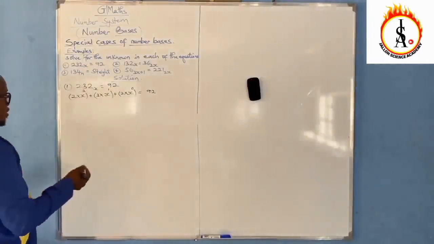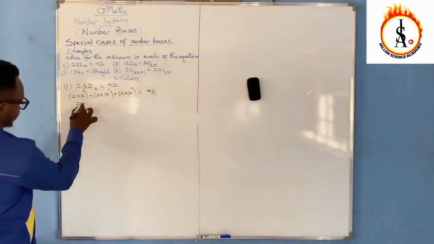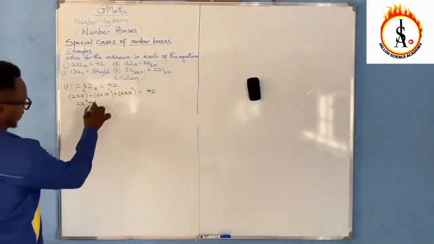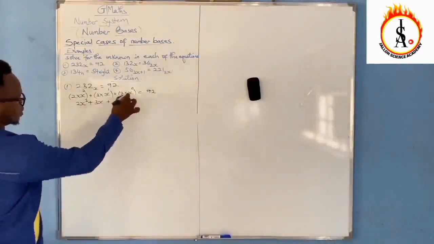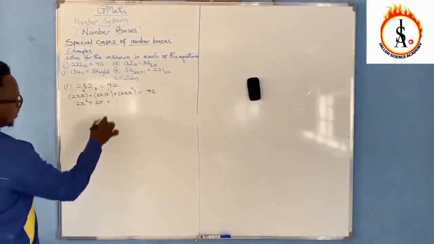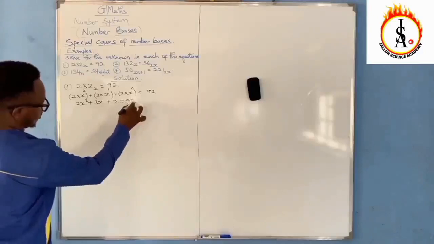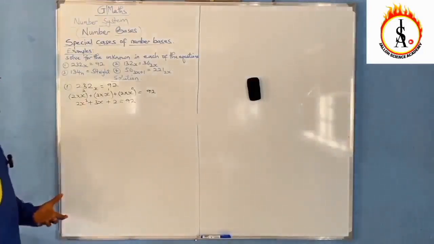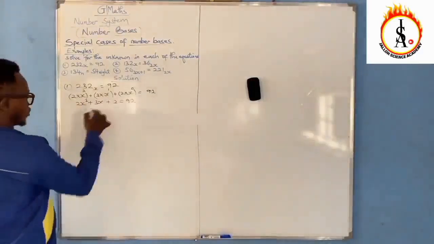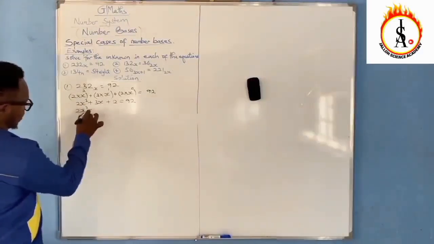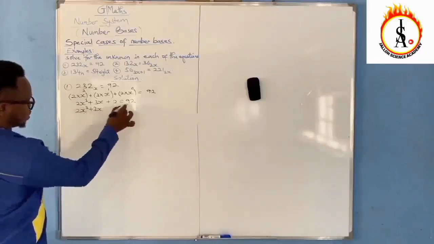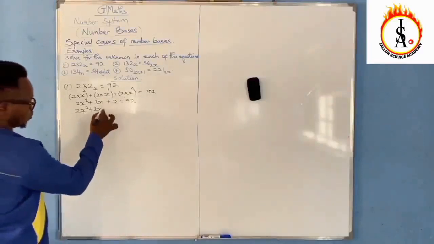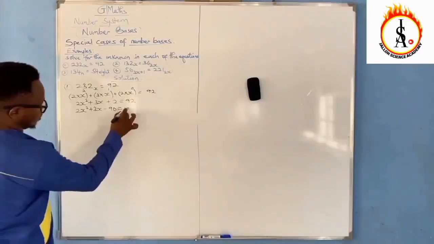X raised to the power 2, that is x squared, multiplied by 2, 2x squared, plus x to the power 1 is x, by 3, that gives us 3x, plus x to the power 0 is 1, by 2 is equal to 92. So looking at this, the highest power we have in here is 2. That tells us it is a quadratic equation. So we are going to bring this one over. So 2x squared plus 3x. If this one comes over, it becomes negative 92. And negative 92 plus 2 gives us negative 90 is equal to 0.